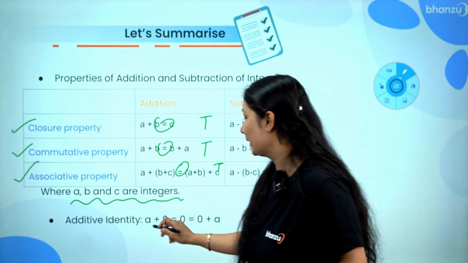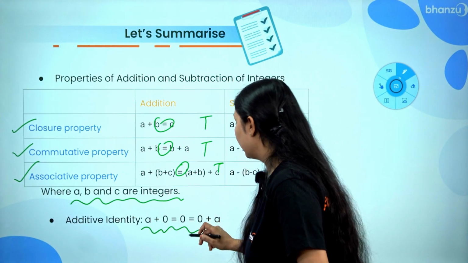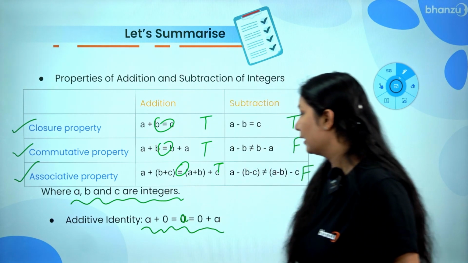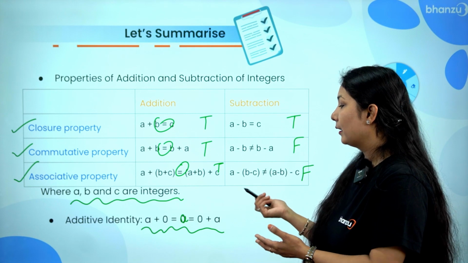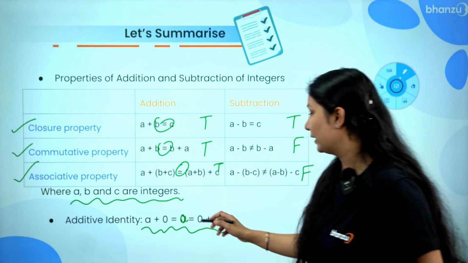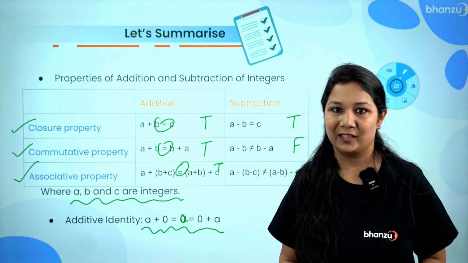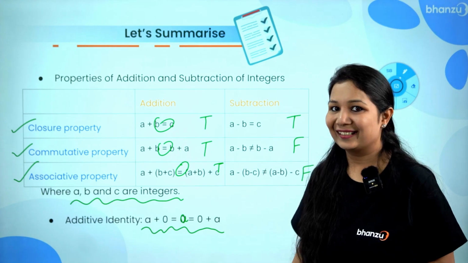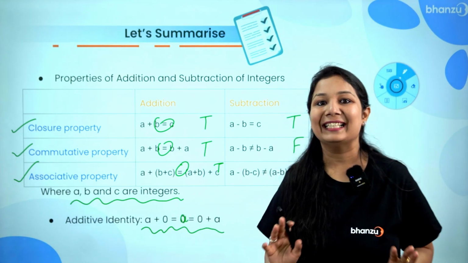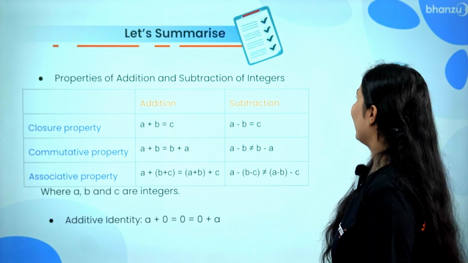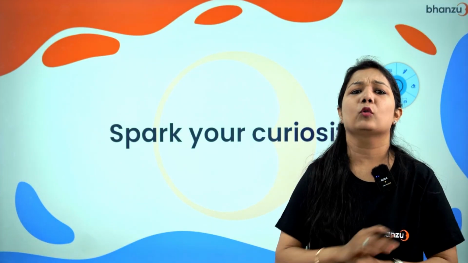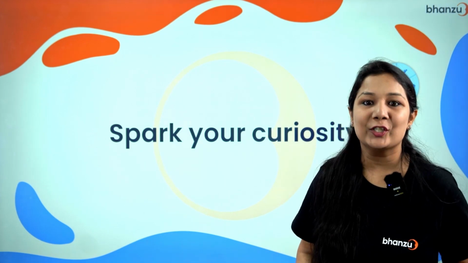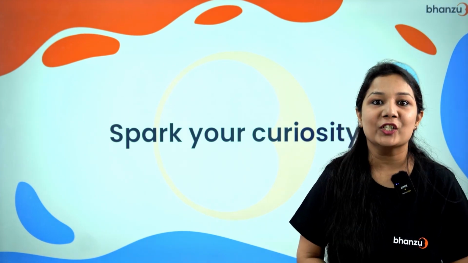And last but not least, we talked about additive identity: a + 0, 0 added to any integer, or any integer added to 0, will always give you the same integer only, right? So it should be a over here, that is the integer. Yeah, I hope all of you got it. So till we meet next, do not forget to check out all the properties with any integers you wish, like your favorite integers out there.